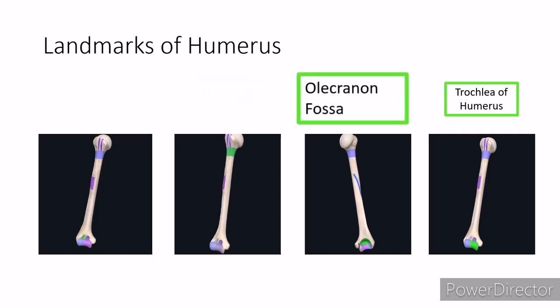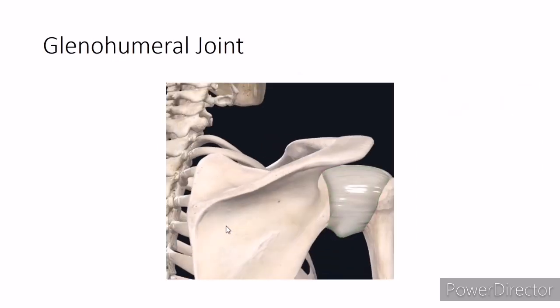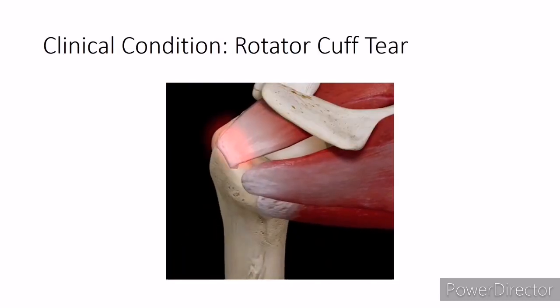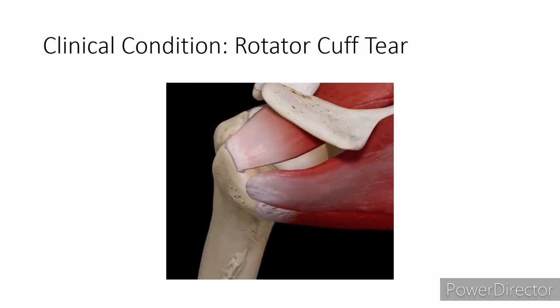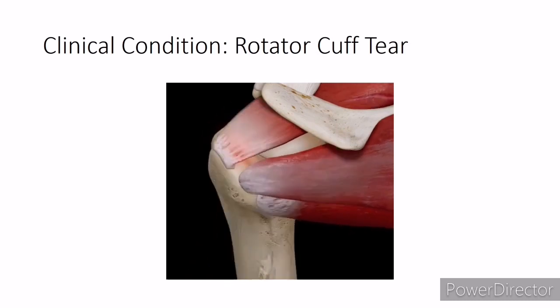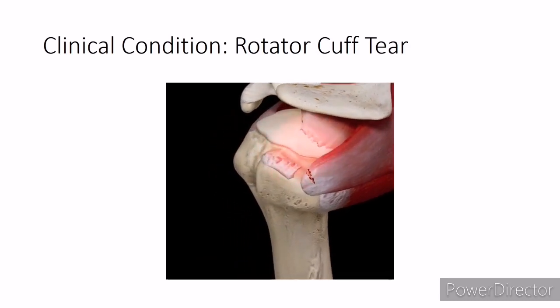and the trochlea of the humerus, which attaches to the ulna. The joint that is involved is the glenohumeral joint. The clinical condition involved is the rotator cuff tear. The rotator cuff muscles are involved in the stabilization of your shoulder joint. These are the subscapularis, supraspinatus, infraspinatus, and teres minor muscles.